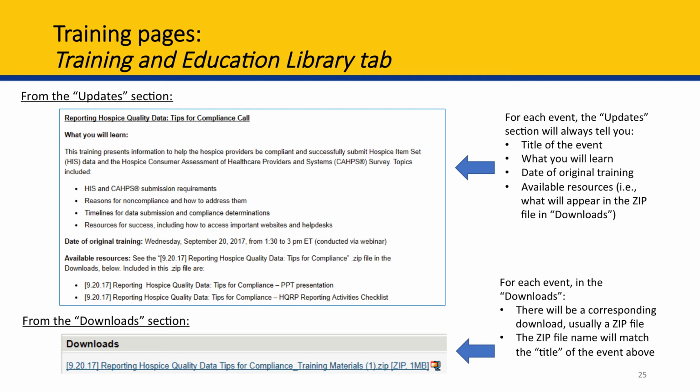The second screenshot is of the download section. You'll note the download file name will match the name of the training event as it is listed in the updates. This makes it easy to match the correct download with the correct event. Remember, there were two files available for this event, a PowerPoint and a checklist. Both files have been zipped into a single download to keep everything organized.